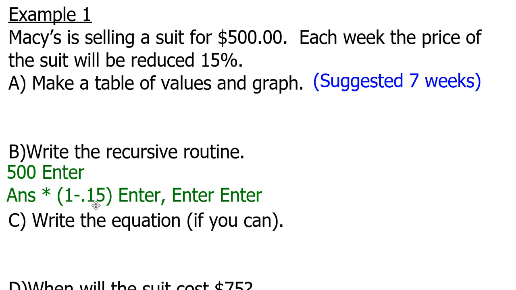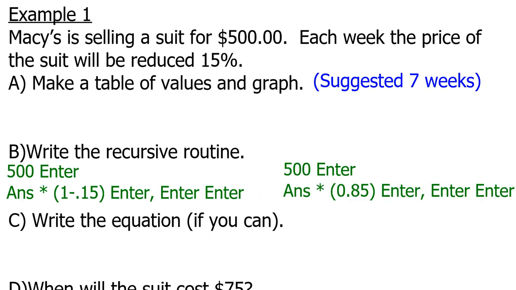And I know we've talked about this before. Now, the other way to think about that is if you started with 100% and you lost 15%, well, that means you're only keeping 85% of the price. So I could take 500 and multiply that by 0.85 every single time over and over again and accomplish the same goal. Now, I have the original price of the suit, my term 0.